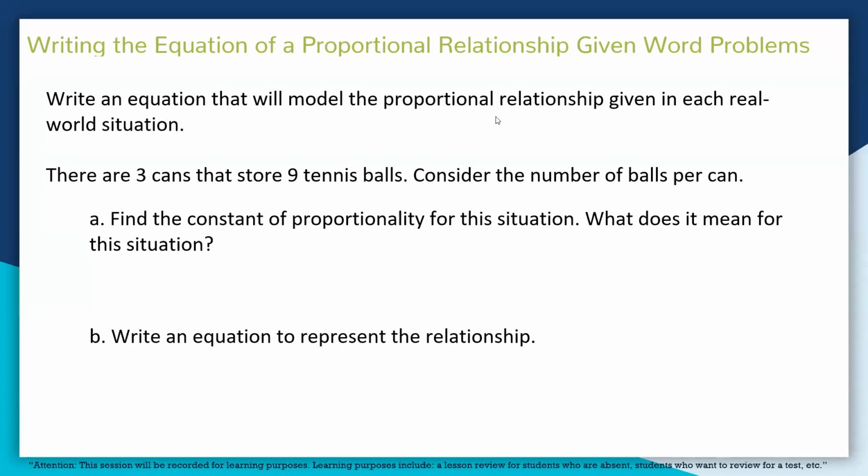All right, we're going to go through two more problems together. The first thing we're going to do is we're actually going to apply it a little bit. We're going to write an equation and then use that to help us solve and find out an additional piece of information. All right, write an equation that will model the proportional relationship given in each real-world situation. There are 3 cans that store 9 tennis balls. Consider the number of balls per can. A, find the constant of proportionality for this situation, and what does it mean?